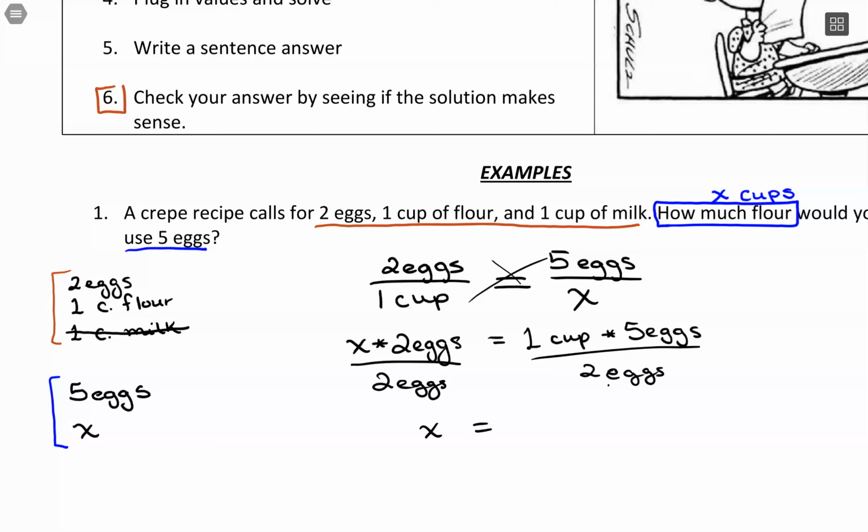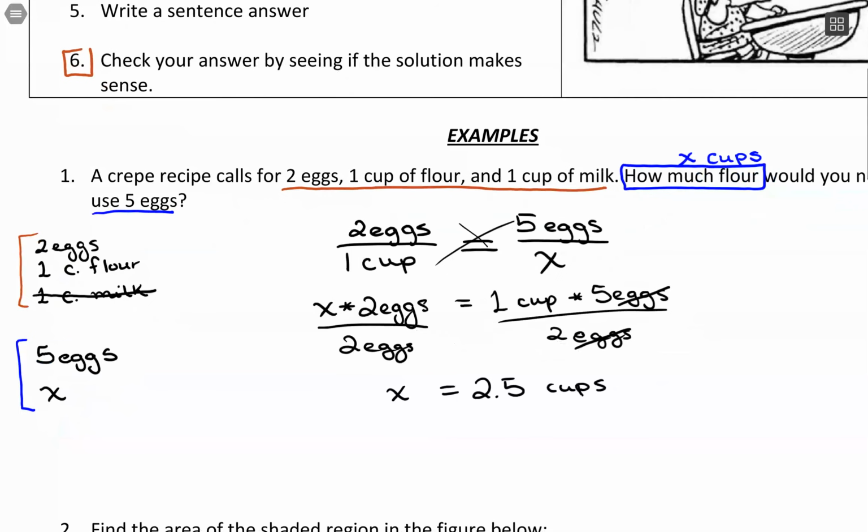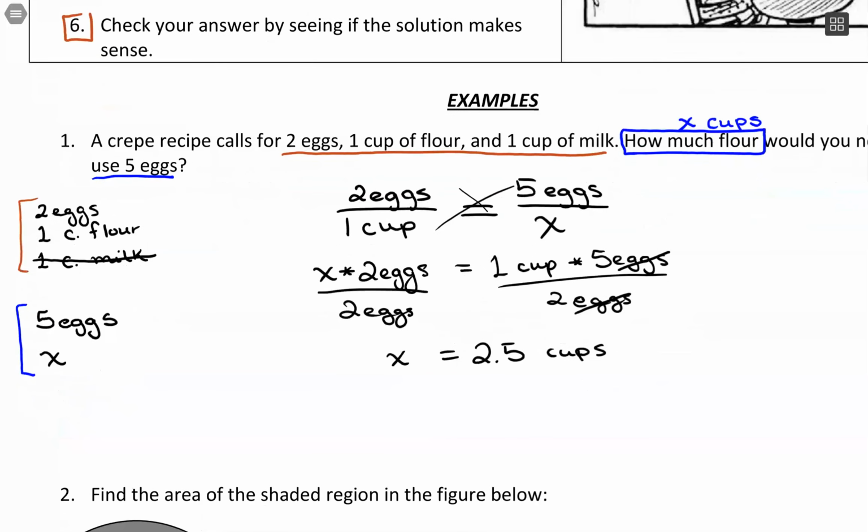And with that, the units of eggs will cancel out, so we'll have something in cups. And then for the number part of it, it'll be 1 times 5 divided by 2, so you'll get 2.5 cups out. And then what we want to do is make a sentence at the end, and we could go back and read and make sure this is fitting.